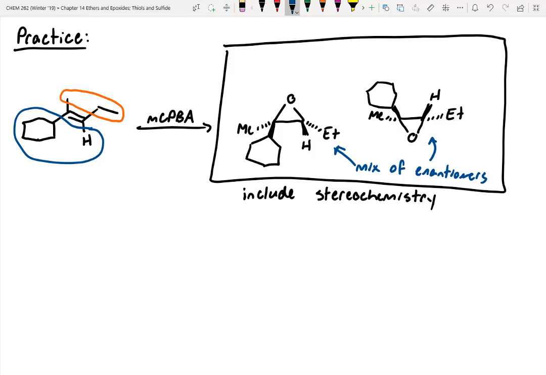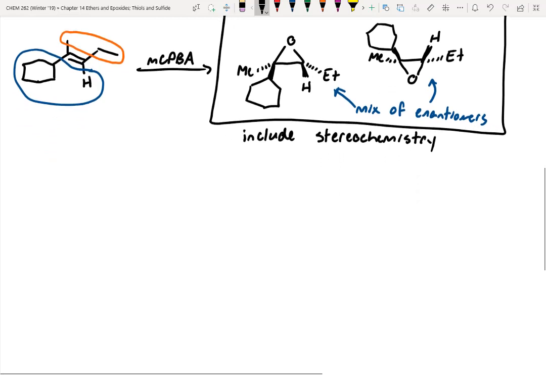This was a big problem in the synthesis community for a while because these are really versatile intermediates, but if you form an epoxide through this method, you're immediately losing 50% of your product, assuming you're trying to make something that's enantiomerically pure. So there was a big hurdle trying to figure out how to make one enantiomer over the other, and in, I think it was the 70s and 80s, they finally got a method that worked. So I'll show you this one.